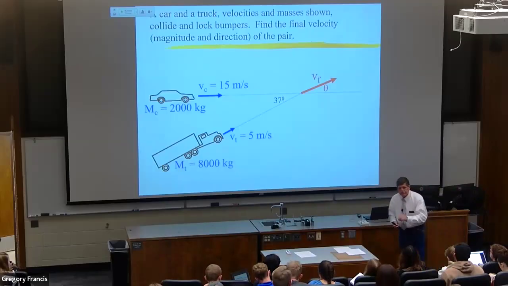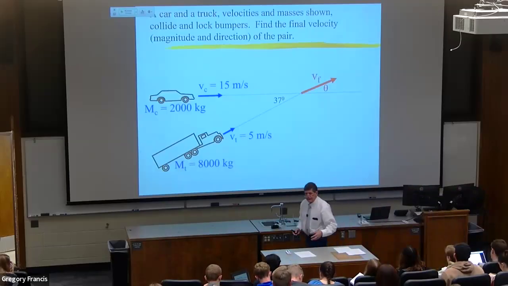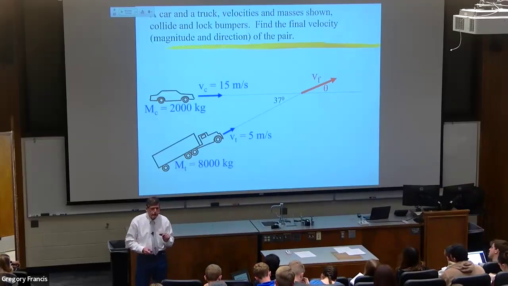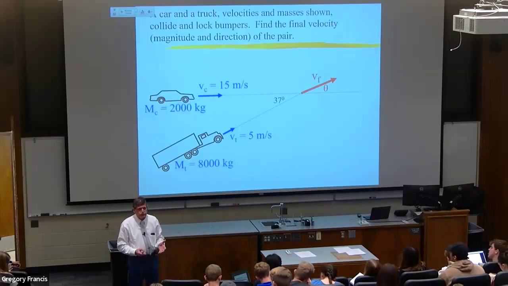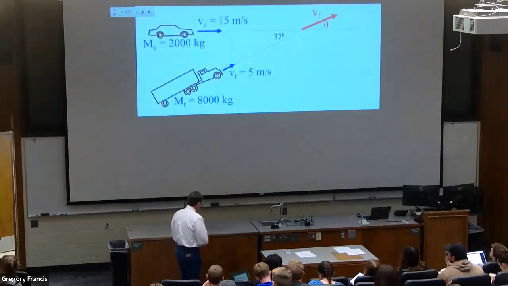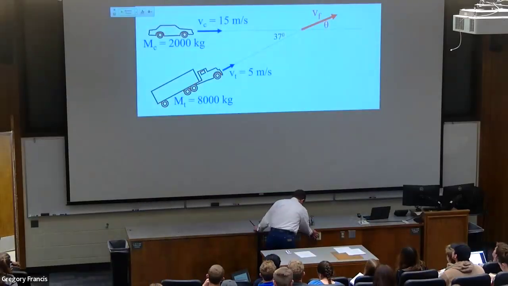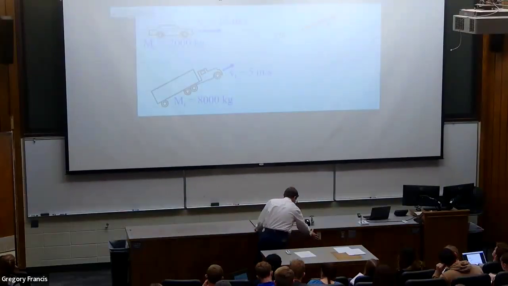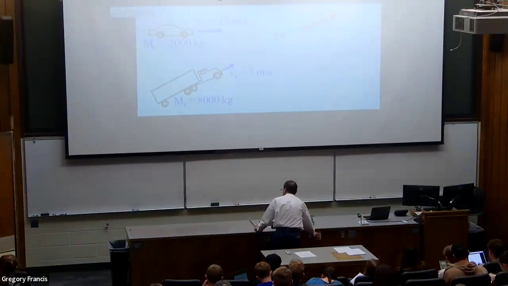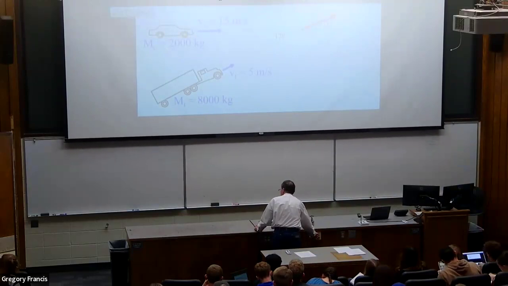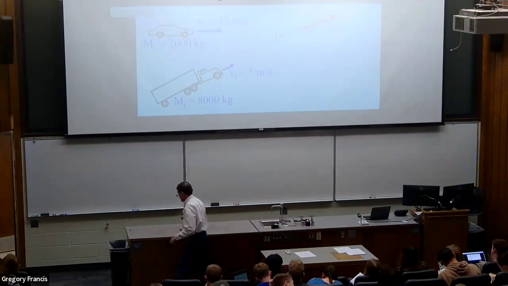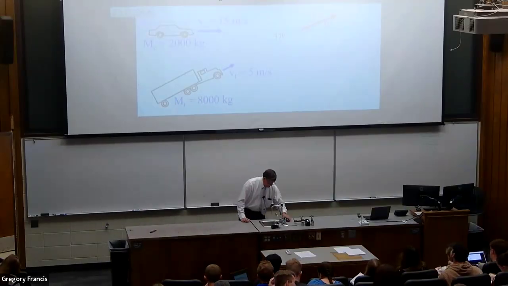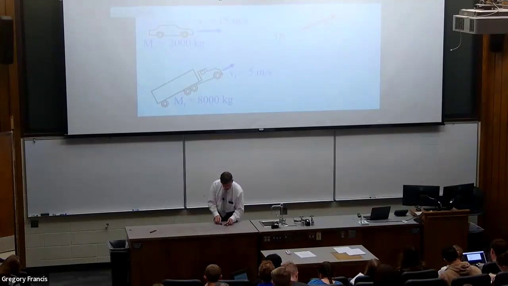But if I want to know how fast they're going and in what direction they're going right after the collision, we don't wait until they end up in the yard. Right after the collision, how fast are they going and what direction? We would use conservation of momentum. And let me just show you how that is done. Okay, so I'm going to draw a quick representation of the momenta.